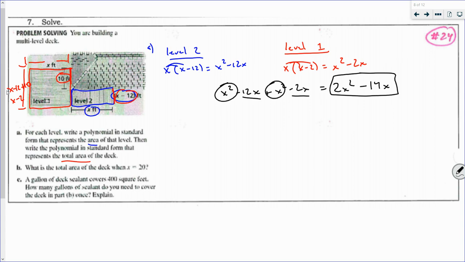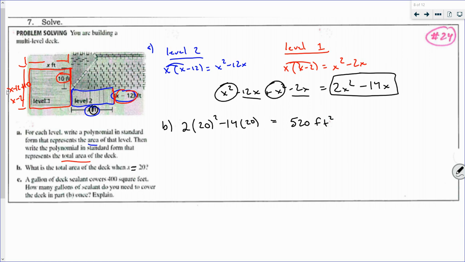What is the total area of the deck when x equals 20? This says x equals 20. So all we're doing, for part B, is plugging in a 20 for x and solving. I'm writing it out like that, and that's exactly how I'm going to type it in my calculator, parentheses and all. So 520 feet squared. We know it's feet because here's the feet label. We know it's squared because it's area.